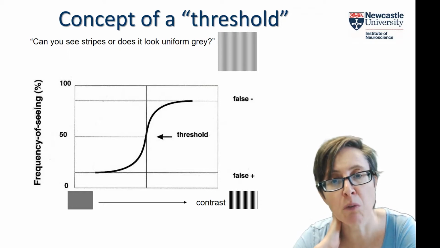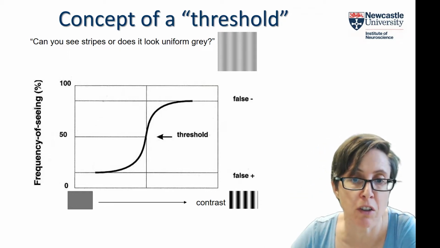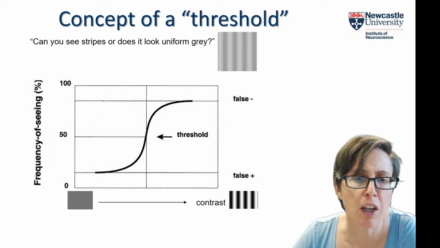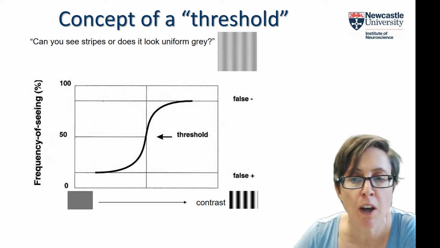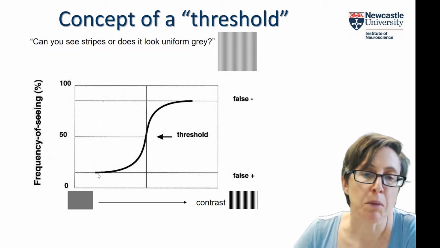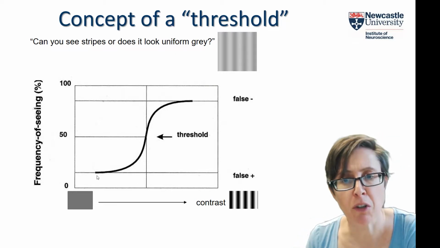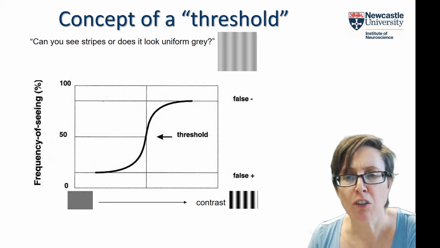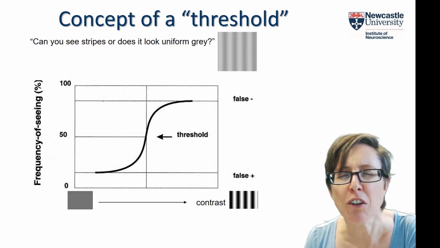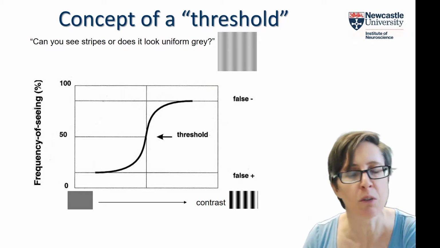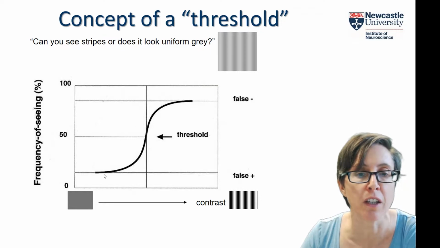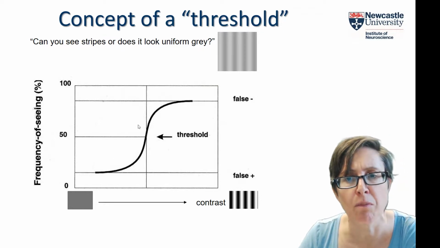Now you'd imagine that when you put up a truly blank screen, so the contrast is 0, they should always report seeing a blank screen. And they basically do, except they have a small false positive rate. This might be because they've made a mistake pressing the button. It might also be to do with where they set their decision criterion, so they're looking very hard going, do I see stripes? Yeah, I think I do. And sometimes they will report seeing stripes even when there were none there to see. So that's their false positive rate.